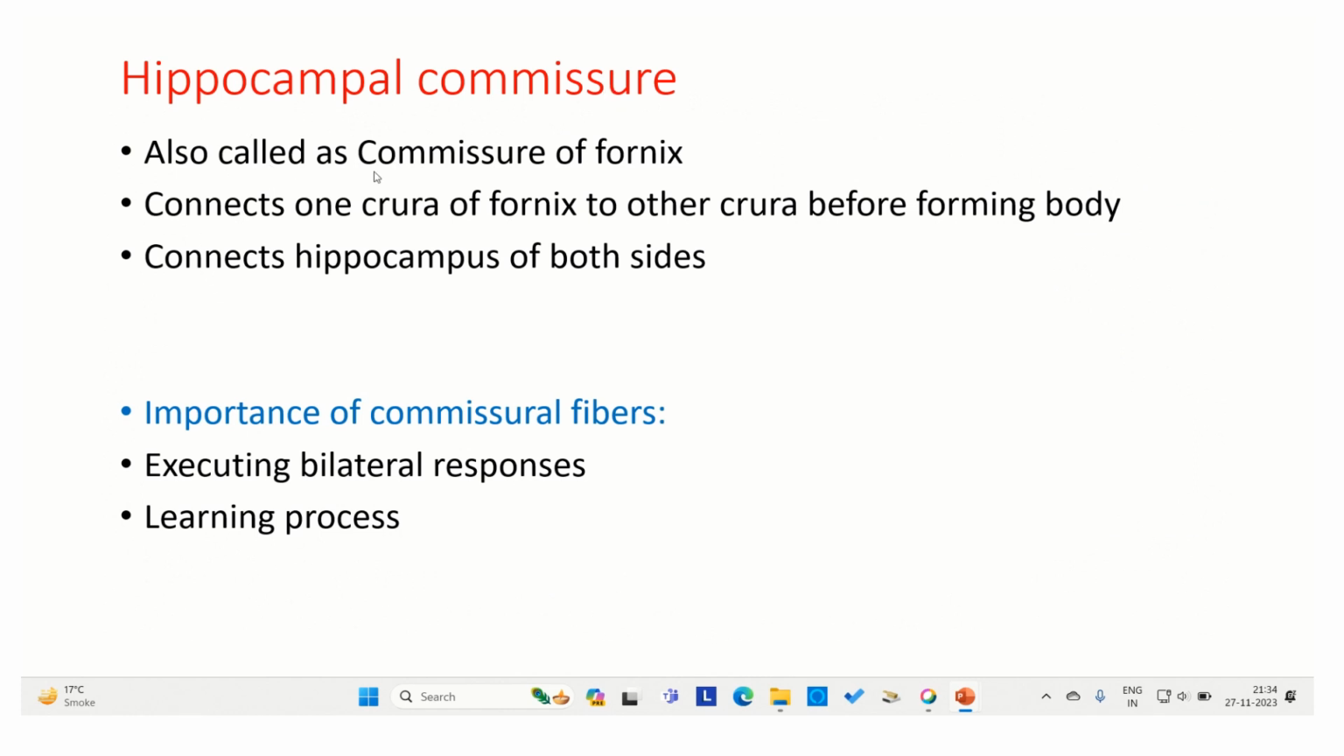Hippocampal commissure, also called the commissure of fornix, connects one crus of the fornix to the other before forming the body, and connects the hippocampus of both sides. What is the importance of all these commissures? It is important for executing bilateral responses and also the learning process.